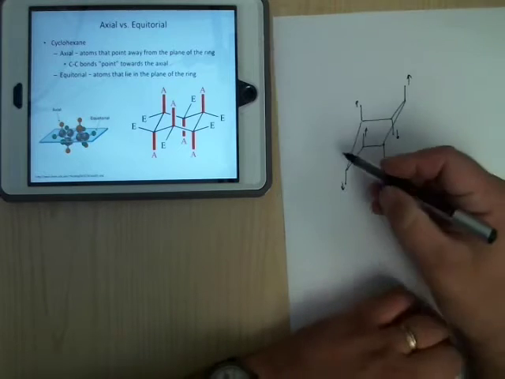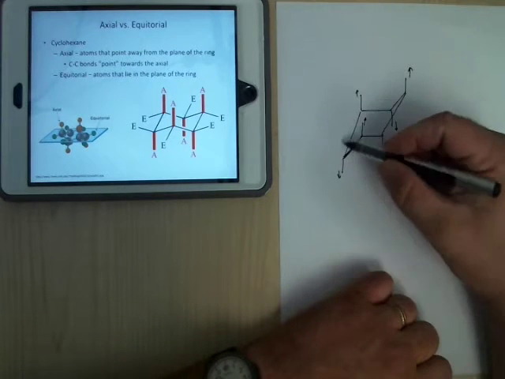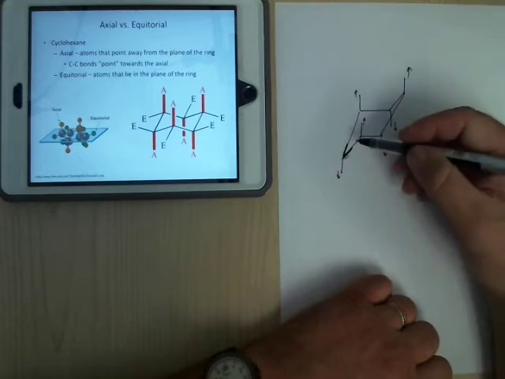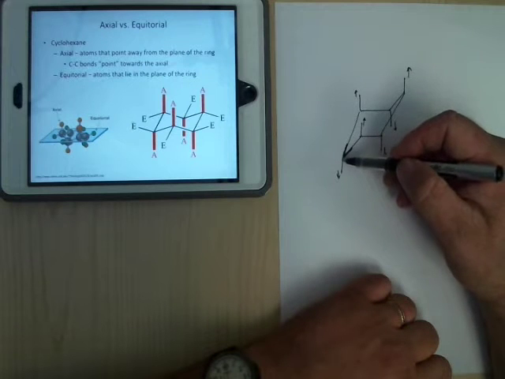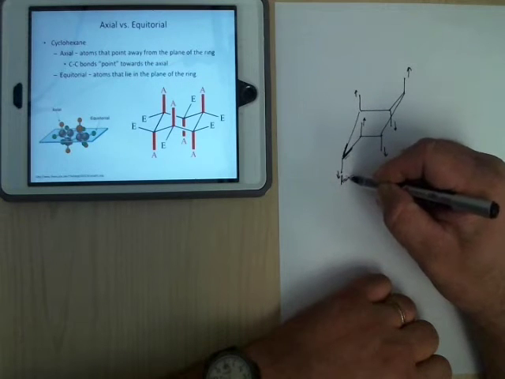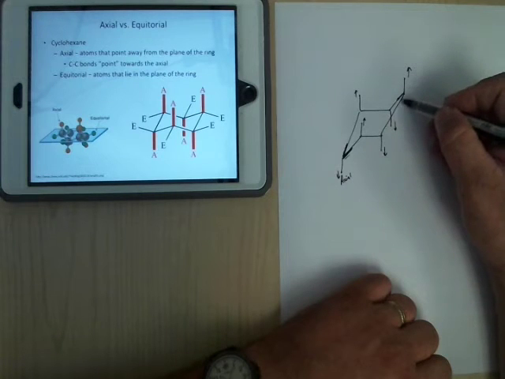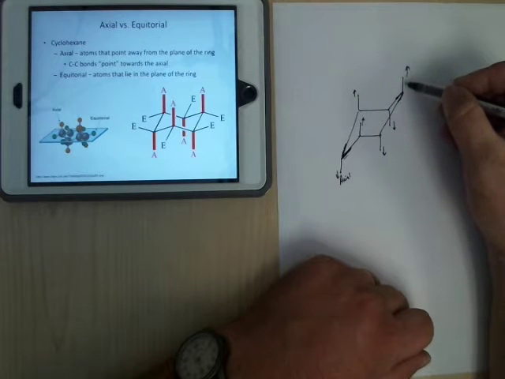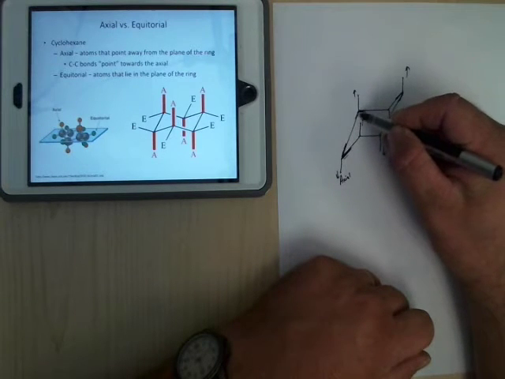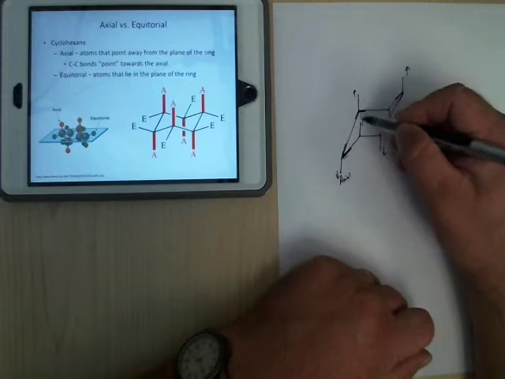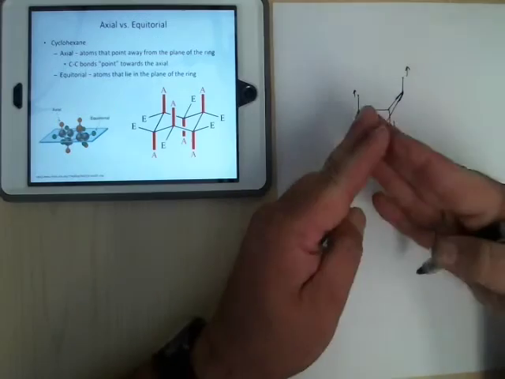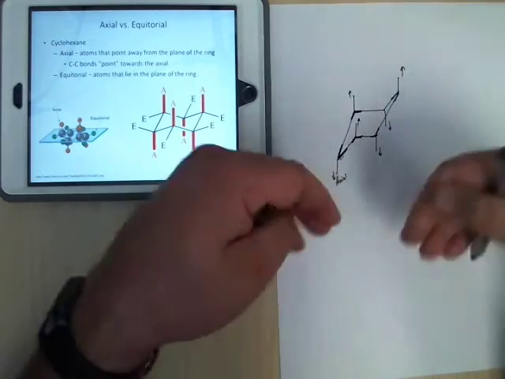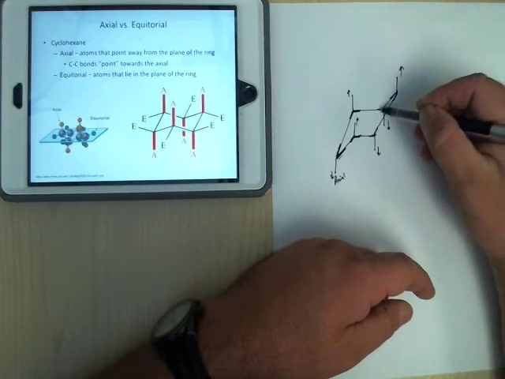Now one of the nice features about these is that if you look at the carbon-carbon bonds here, notice how they point down. They always point towards the axial. So here, the axial is pointed there. Here you can see it too, the carbon-carbon bonds are sort of pointed up, so that means the axial is up. Here again, the carbon-carbon bonds are basically pointed up, so that means the axial is up. Same thing here. Here, it's a little hard to see, but these are sort of pointed down, so that means the axial is down.